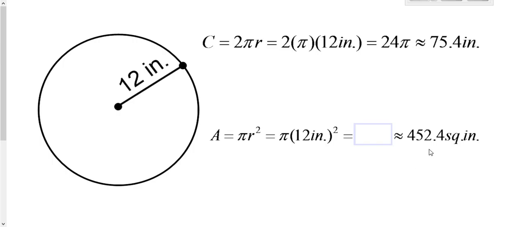452.4. And this is area. These are square inches. When you square this, you get 12 inches times 12 inches, or inches squared. Make sure you put units in your answer. Again, an exact answer would just be doing the numbers and not multiplying times pi. So 12 squared is 144 times pi. They'd write their answer something like this with the square units in there.